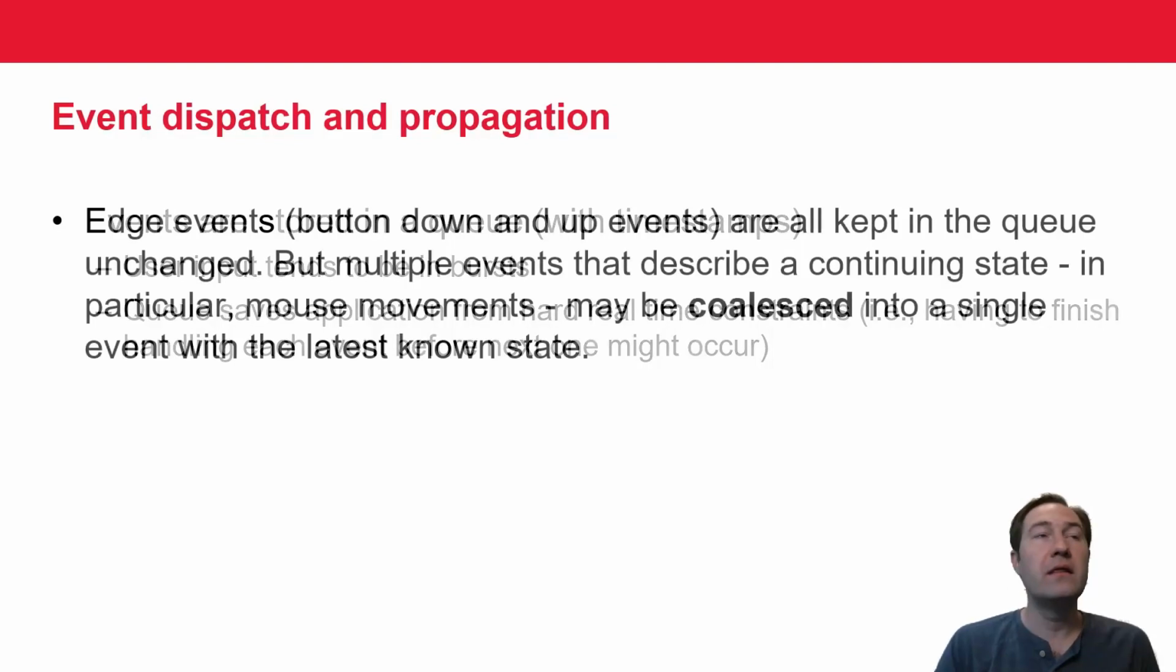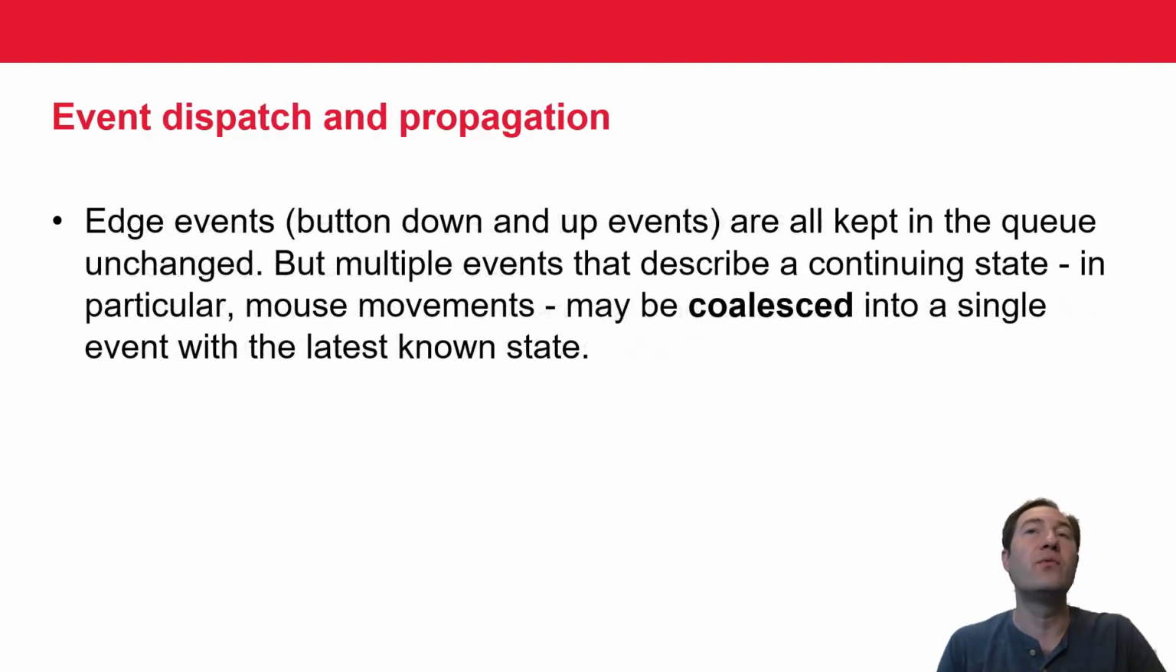And so the way that the queue handles these things is that we keep things like button down and button up events unchanged in the queue. But we can also change things where there are multiple events that describe a continuing state. Those are going to get coalesced. They're going to be combined into one simpler description of a string of events that have happened. Again, it's there to assist the event handler in interpreting things.